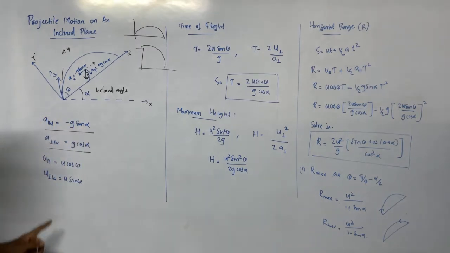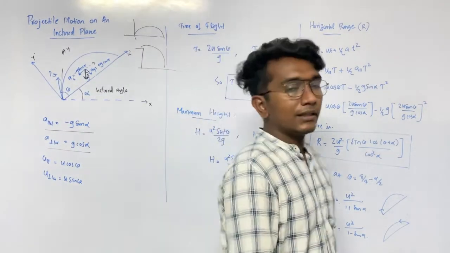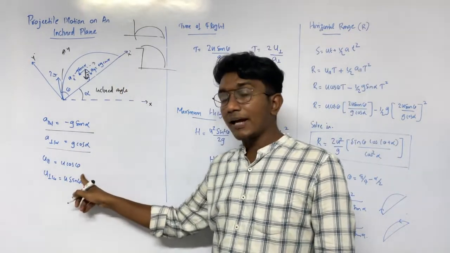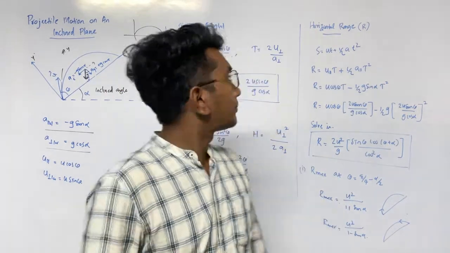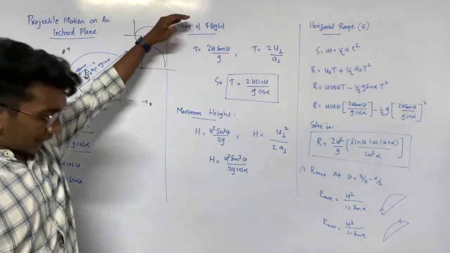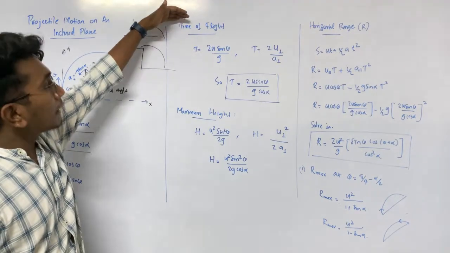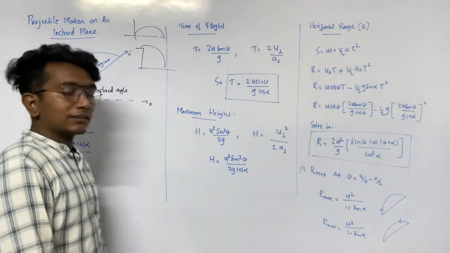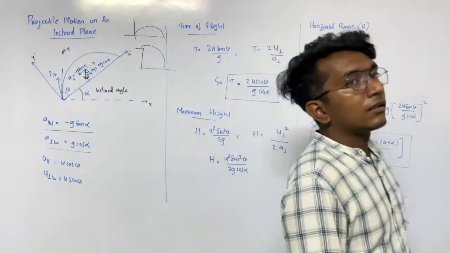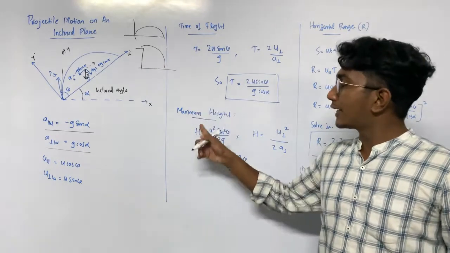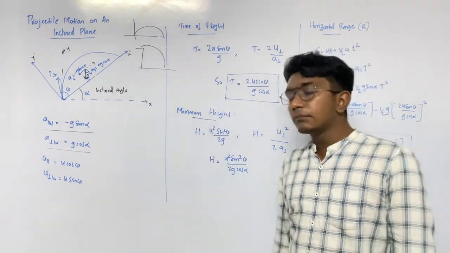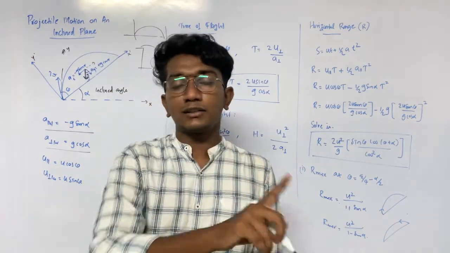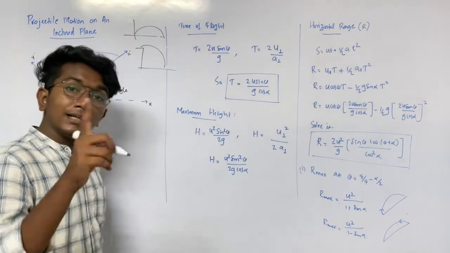And what about u parallel and u perpendicular? That we already studied in oblique projectile motion: u cos theta is u parallel, u sin theta is u perpendicular. Now the time of flight. What is time of flight? It is the time taken to complete this projectile motion. Let me tell you something. We will always consider time of flight and maximum height exactly similar to oblique projectile motion, and then we will add the conditions to it.